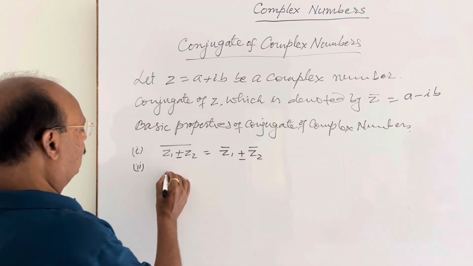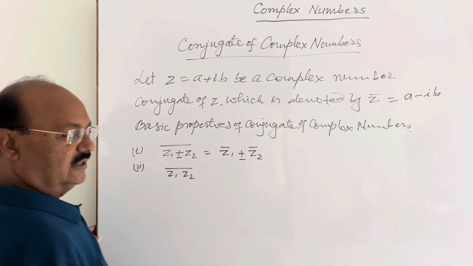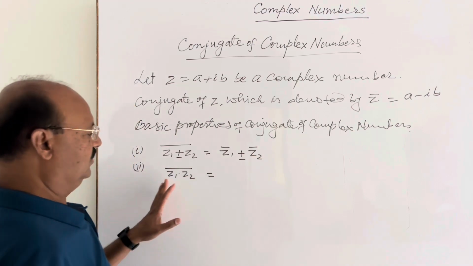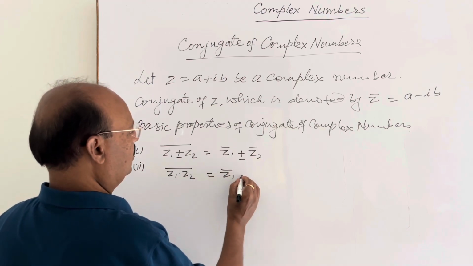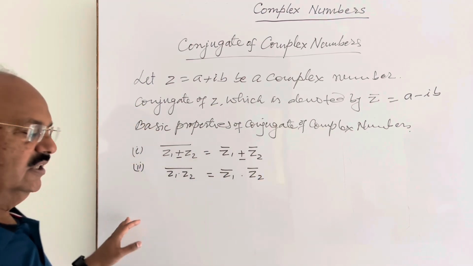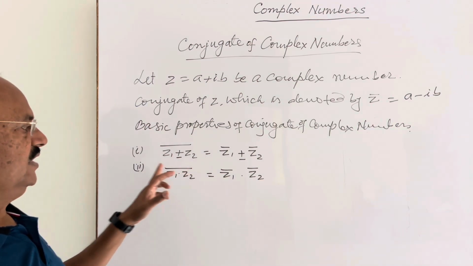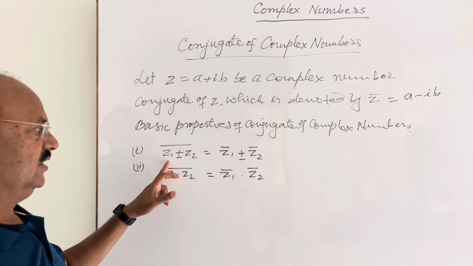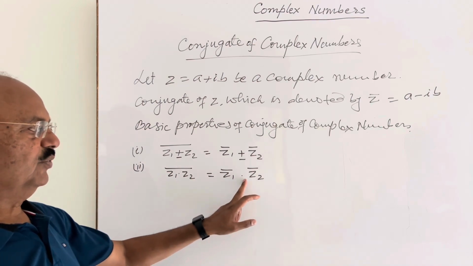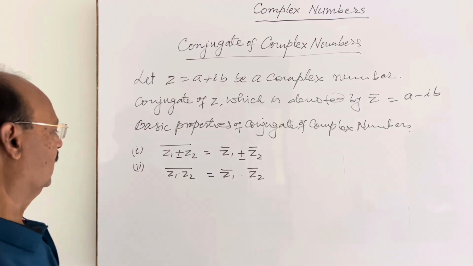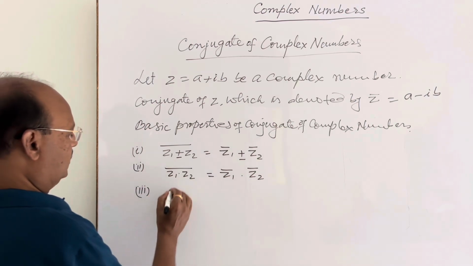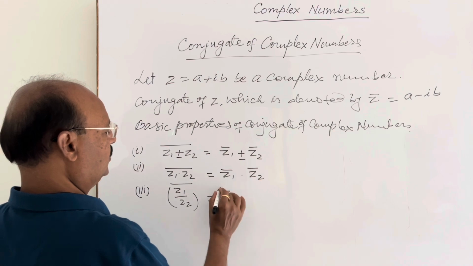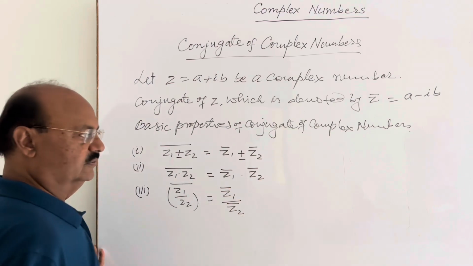Similarly, for multiplication also, z1 into z2 whole bar, means conjugate of product of two complex numbers, is equal to product of their conjugates, means z1 bar into z2 bar. Okay, so we need to remember that this conjugate, this bar, has been distributed over both the complex numbers z1 and z2. So conjugate of product of two complex numbers is equal to product of their conjugates. Correct? Third, similarly for division also, z1 by z2 whole bar is equal to z1 bar upon z2 bar. Correct?